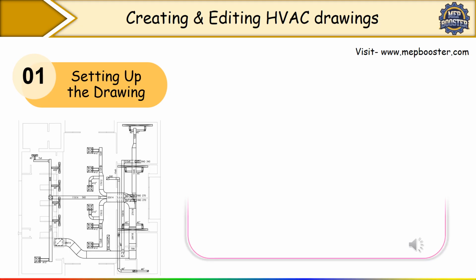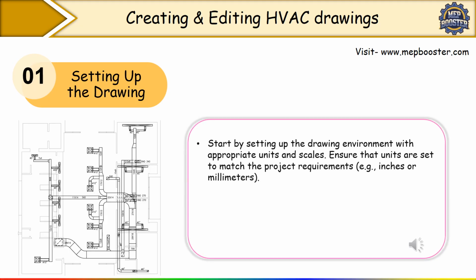So we have to start by setting up the drawing environment with appropriate units and scale. So for that you have to ensure that unit are set to match the project requirement, example inches or millimeter. Okay, so here what you have to do, setting up the drawing environment in AutoCAD with appropriate unit and scale is crucial for ensuring that your HVAC drawing are accurately dimensioned and scaled to match project requirement.